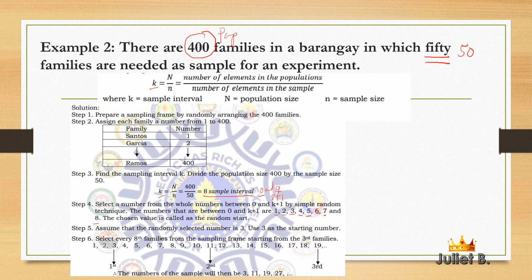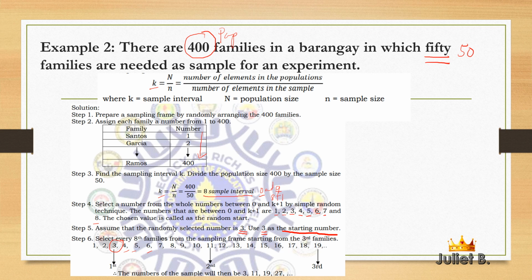Paano tayo pipili dyan? Gagamitin natin yung simple random technique para malaman natin kung saang number tayo magsisimula kasi 1 hanggang 400 yan. Ano yung starting natin? So, by a simple random technique, bubunot ako or magdodraw ako. For example, assume that the randomly selected number is 3. Use 3 as the starting number. Kaya yung mga family mo na isa-isa mong nilista hanggang 400, ayan, magsisimula ka sa ikatlong family, kung sino man yung family na yun, ang sunod mo ay bibilang ka na ng 8 mula sa 3.